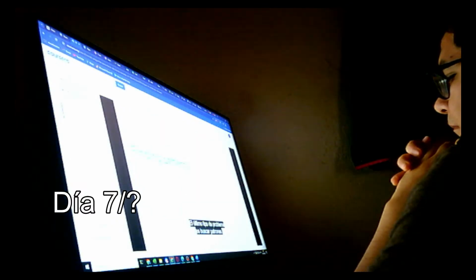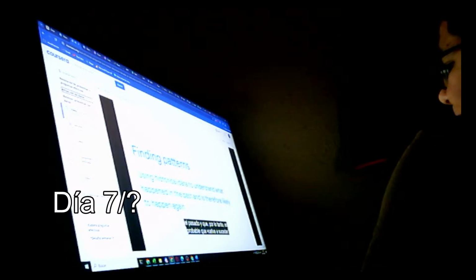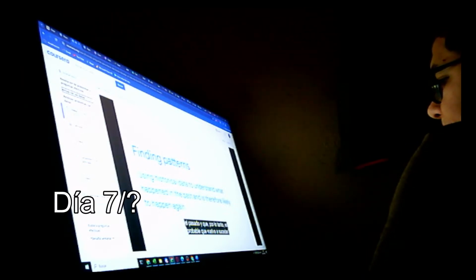The final problem type is finding patterns. Data analysts use data to find patterns by using historical data to understand what happened in the past and is therefore likely to happen again.